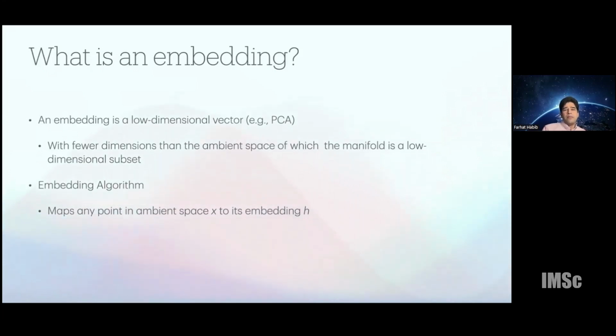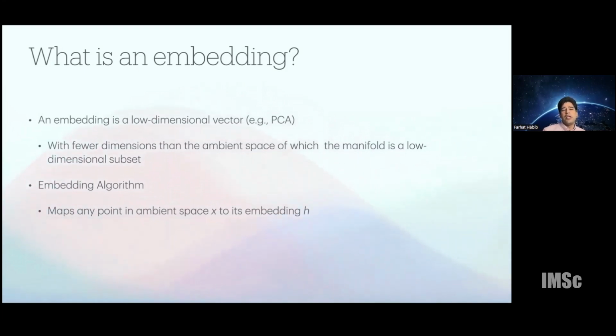So this brings us to what is an embedding. An embedding is essentially a low-dimensional vector. One of the most commonly used embeddings is PCA, principal component analysis. The essential idea of an embedding is that it has fewer dimensions than the object that the embedding is representing.